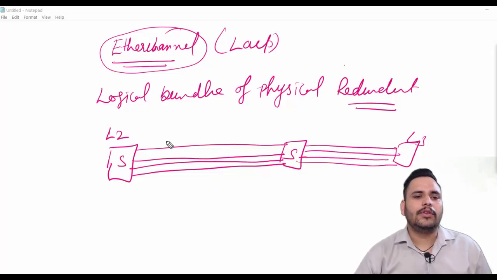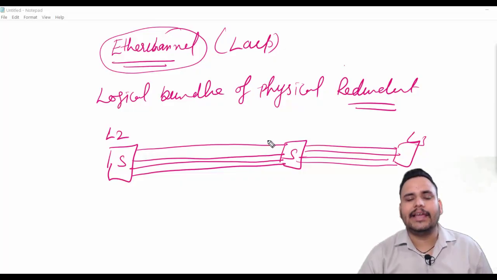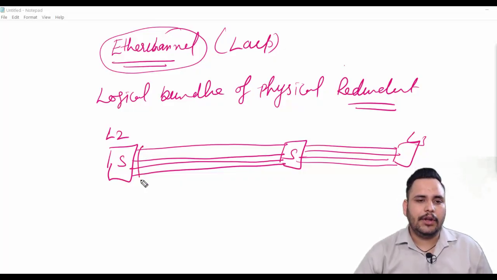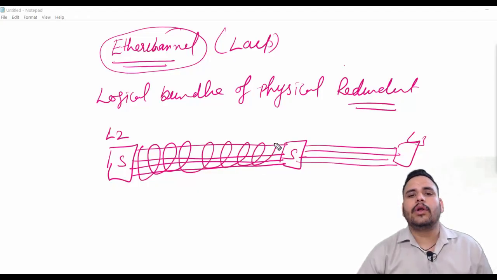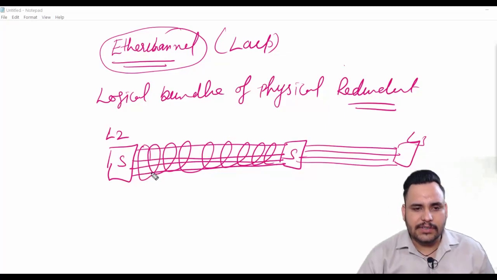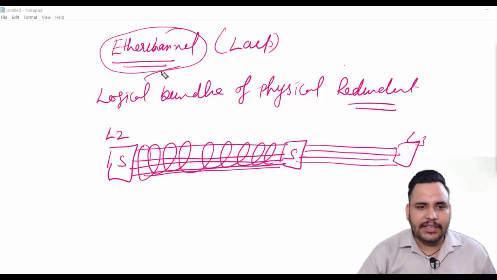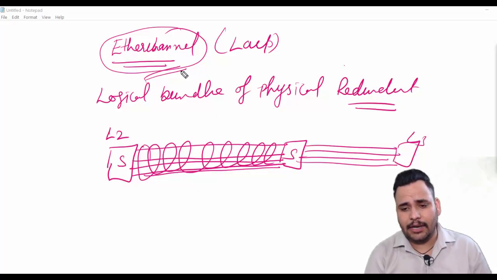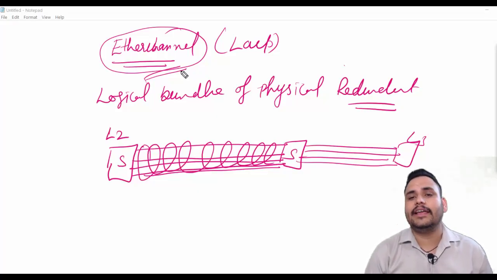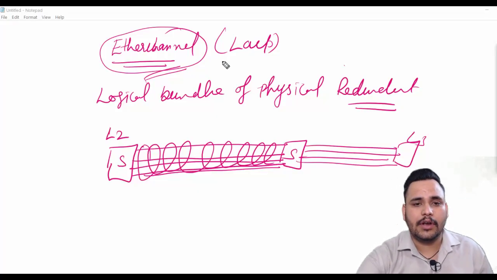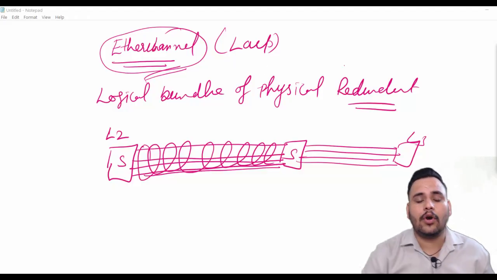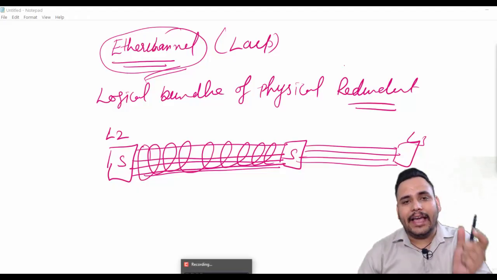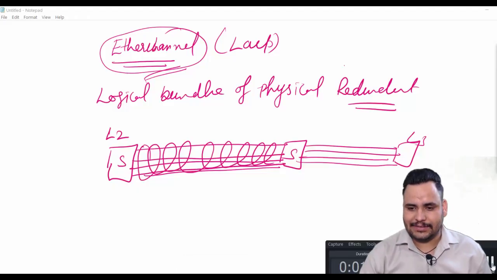So if you see that there are physical links connected between two switches and you want to make them a logical bundle, like 4 links converted into one single link, this is known as EtherChannel. Creating a logical bundle of physical redundant links between switches is known as EtherChannel, or you can also call it aggregation of the links.